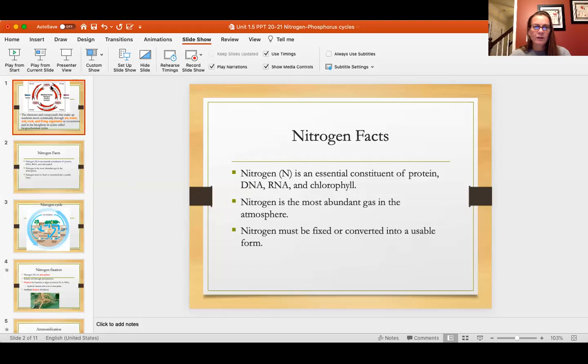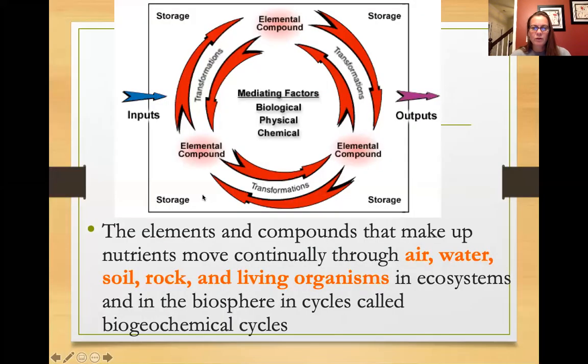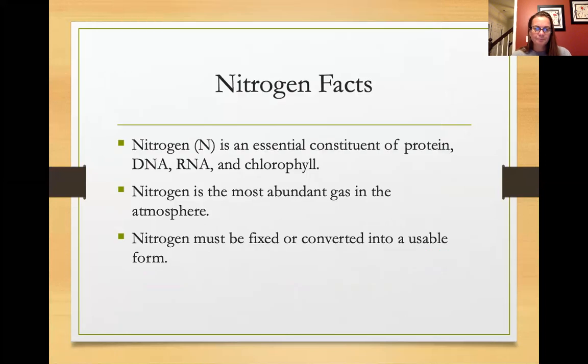All right, so we are going to continue our conversation about biogeochemical cycles by talking about the nitrogen and phosphorus cycles today. So you'll remember that yesterday we talked about the carbon cycle as one of these biogeochemical cycles. And so we're going to continue this conversation by talking about the nitrogen cycle and the phosphorus cycle. So first, let's talk a little bit about nitrogen.